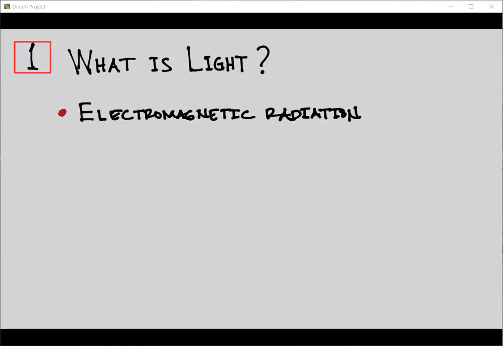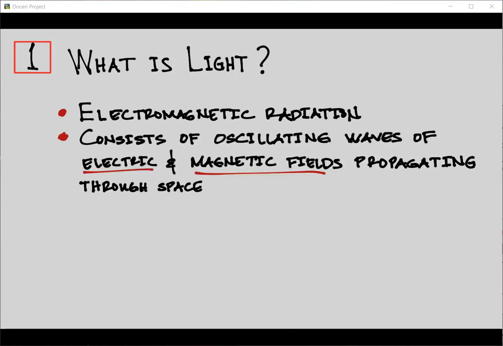So light, by definition, is essentially an electromagnetic radiation consisting of oscillating waves of electric and magnetic fields propagating through space, and of course, at the speed of light in vacuum. The speed of light has the symbol C, and the speed is 300 million meters per second. So that's 3.0 times 10 raised to the eighth power meters per second. That's pretty fast. Light can circumnavigate the globe 8 to 10 times in a second. So that's how fast light is.